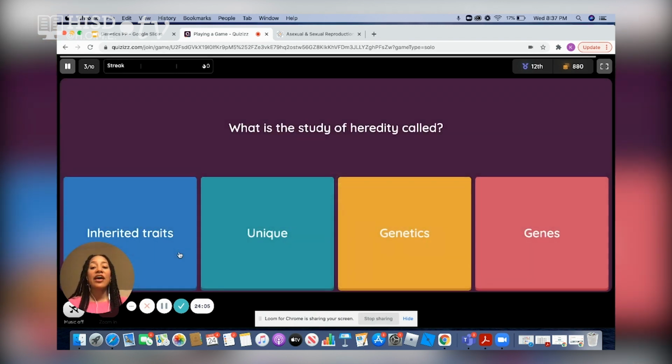What is the study of heredity called? So what have we been learning about all day? What is this session called today? Yes, this session is called genetics.